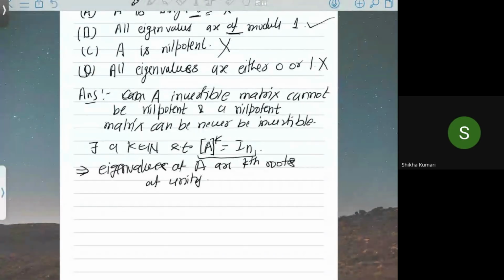Ma'am, with the previous statement for option C, that eigenvalues of an invertible matrix cannot be zero, from that statement we can discard this option D. But they are saying either zero or one. They did not say that zero has to be an eigenvalue. Even if it has eigenvalue one, then also the statement is true, na? They are saying either 0 or 1. They did not say that 0 has to be an eigenvalue.